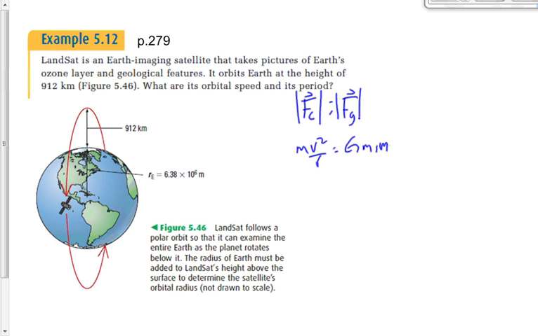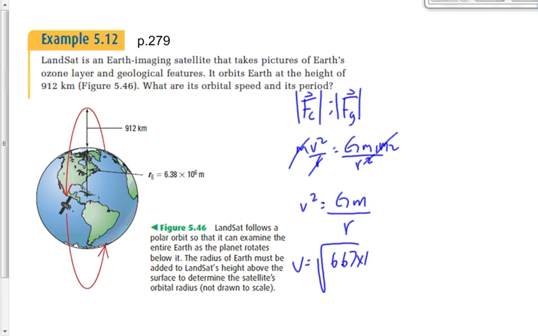We're going to start canceling things to simplify a little bit. One of the r's disappears. One of the m's disappears. We're left with v squared is equal to G times the mass of the producer over r. Solving for v, we're going to say v is the square root of 6.67 times 10 to the minus 11 times the mass of the Earth. That's on our data sheet if you don't remember what it is. And divided by the radius here.